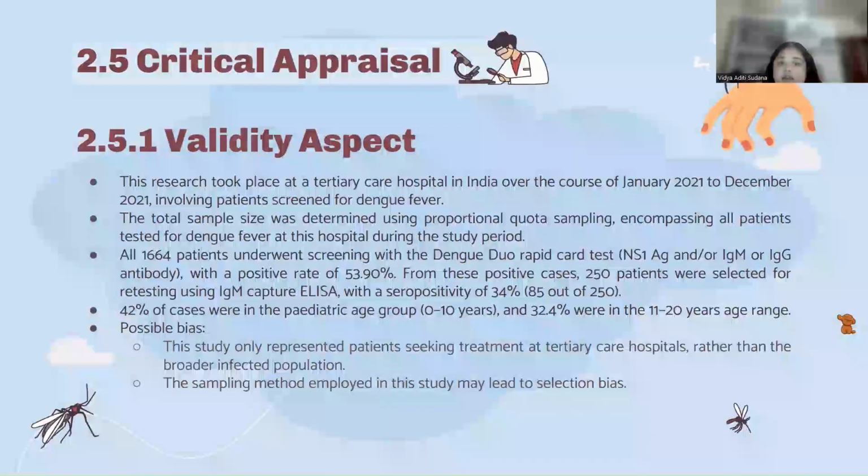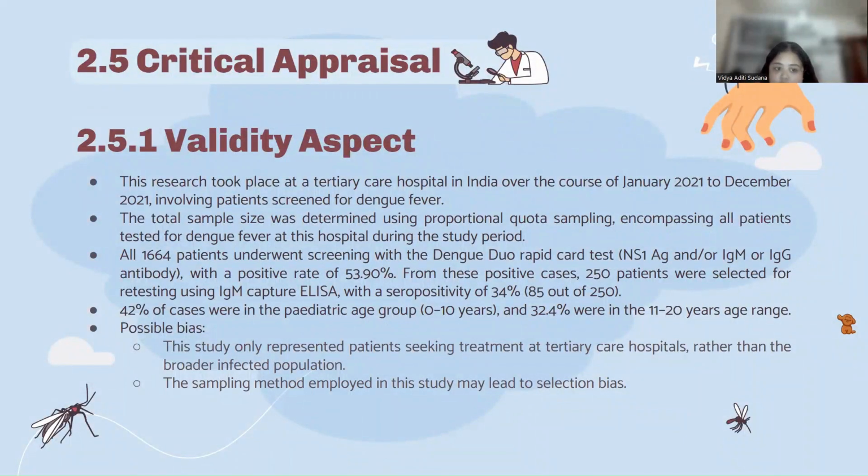All the 1,664 patients underwent screening with the dengue duo rapid card test, which is the NS1-Ag and/or IgM or IgG antibody, with a positive rate of 53.90%. From these positive cases, 250 patients were selected for retesting using IgM capture ELISA with a seropositivity of 34%, which is 85 cases out of 250.